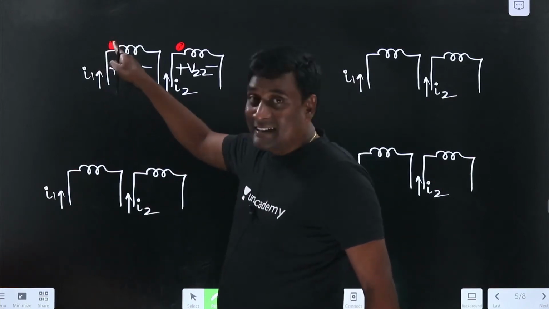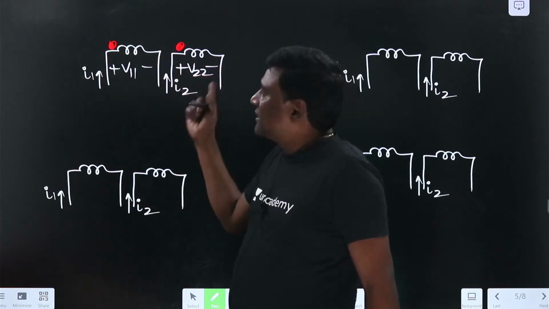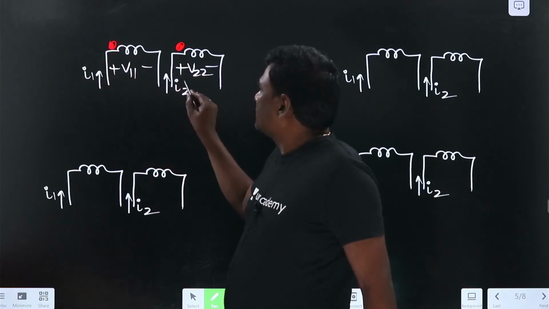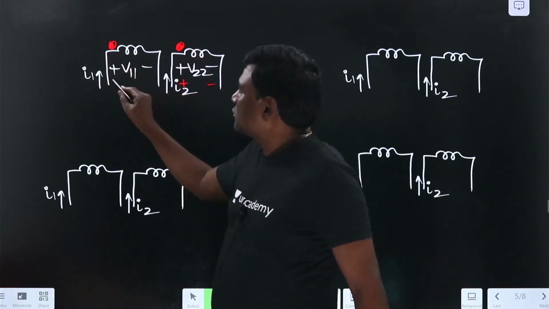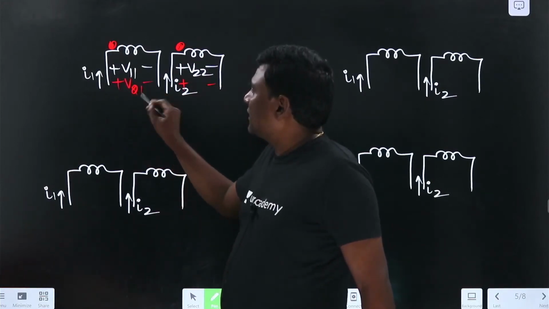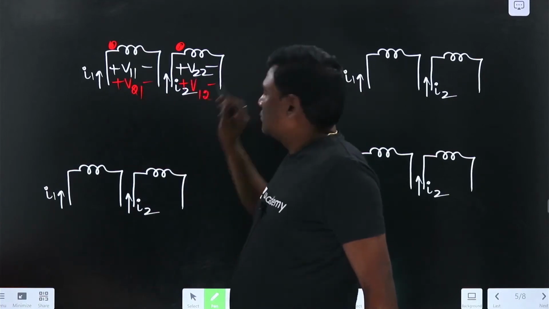Because of this current, an induced voltage should be there here, and because of this current, an induced voltage should be there here. Current is entering into the dot, so this dot should become positive. This is going to be V21 because of 2 in 1, and because of 1 in 2.